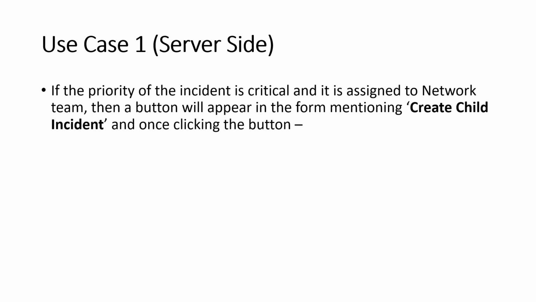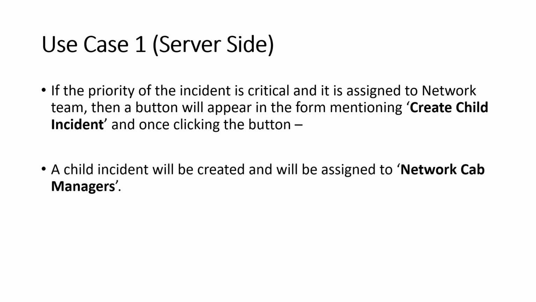All right, so use case number one is the UI action that I'm going to apply on the server side. If the priority of the incident is critical, which is P1, and it is assigned to the network team, then a button will appear on the form named Create Child Incident. So that would be the name of the button. And on clicking the button, what would it do? First, it would create a child incident, which will be assigned to network cab managers.